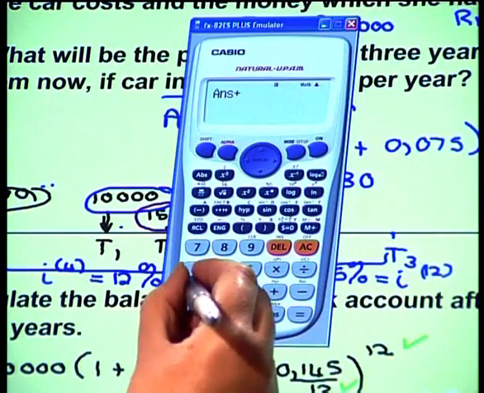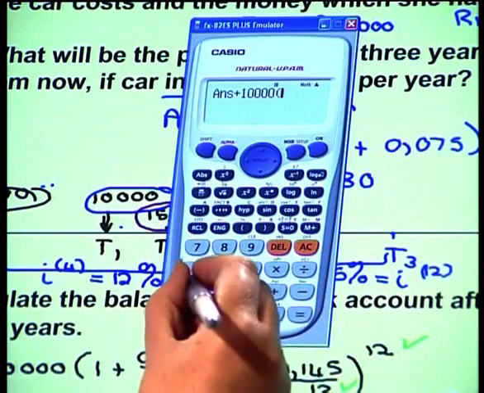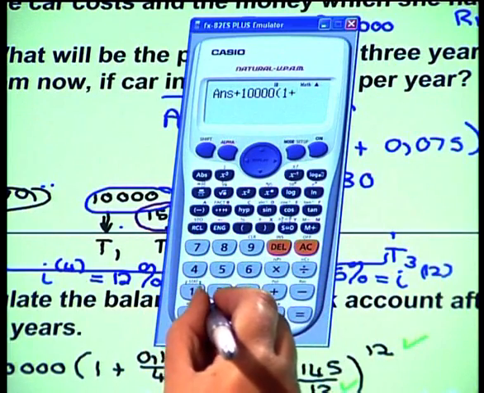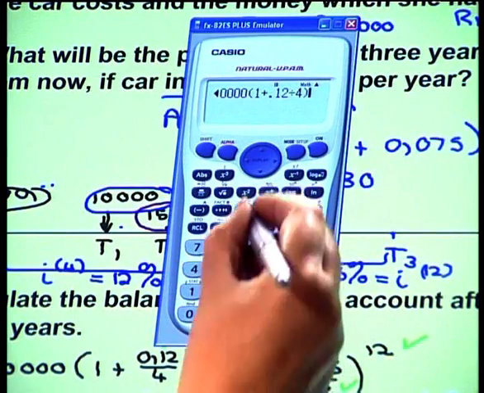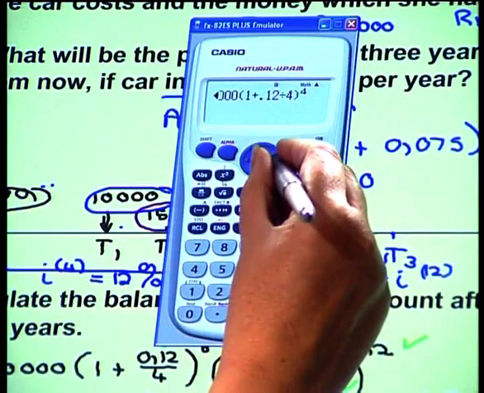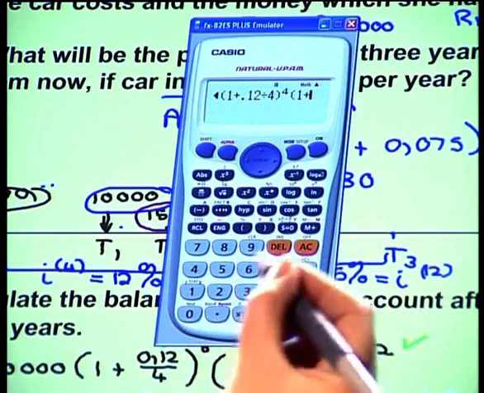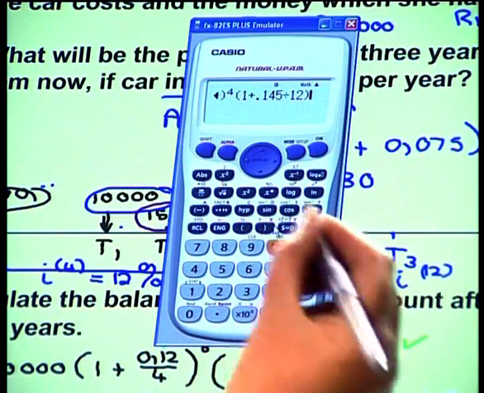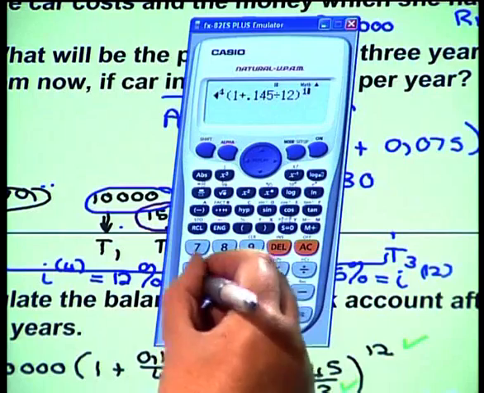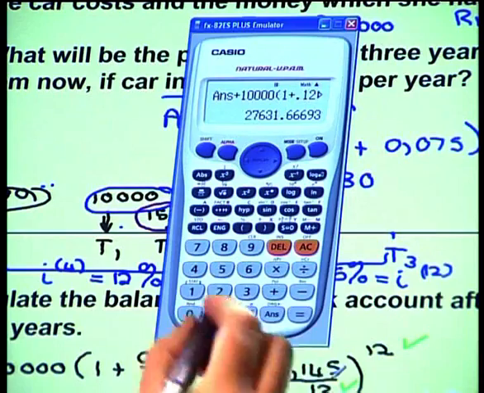Right, to that I'm going to add 10,000, open brackets, 1 plus 0.12, divide by 4, close the brackets, and now it's to the power 4. And I'm going to times that again by 1 plus 0.145, divide by 12, close the brackets, raise to the power 12. And I'm going to hit equals again, so now you can see what we're looking at.